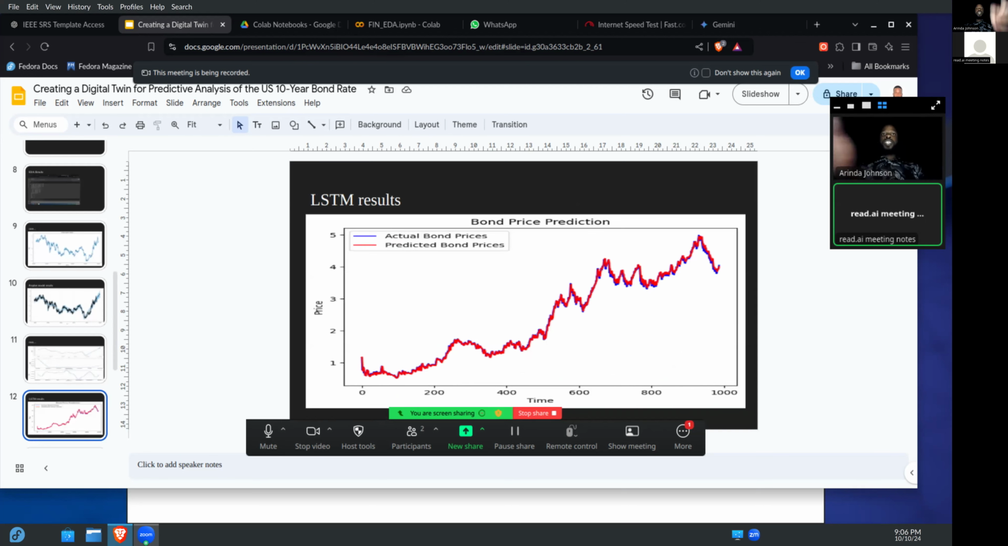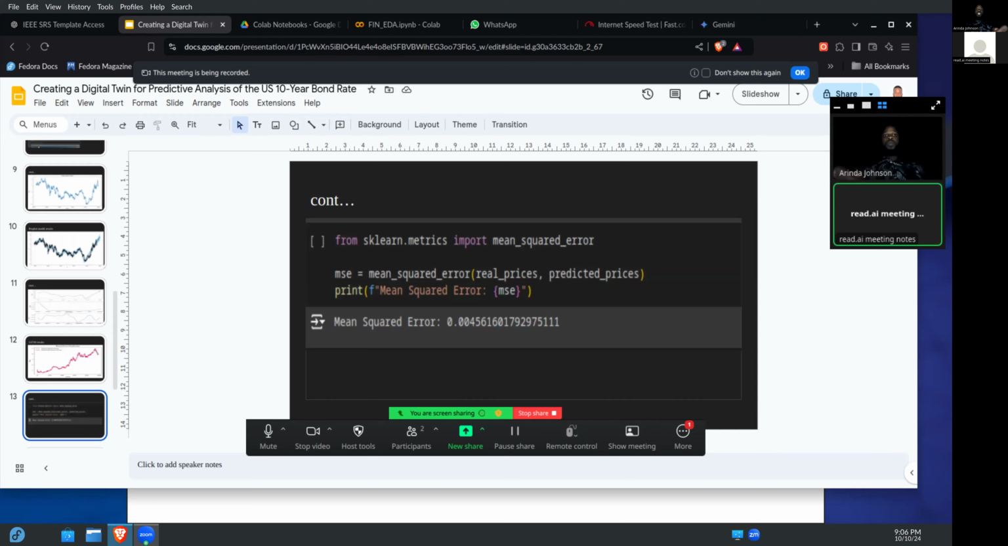These are some of my results from the LSTM. The LSTM is used for prediction, and you can see how it predicted bond prices against the actual bond prices. These were some of the performance metrics of the LSTM model. You can see the MSE is very, very small. Okay, just work in progress.